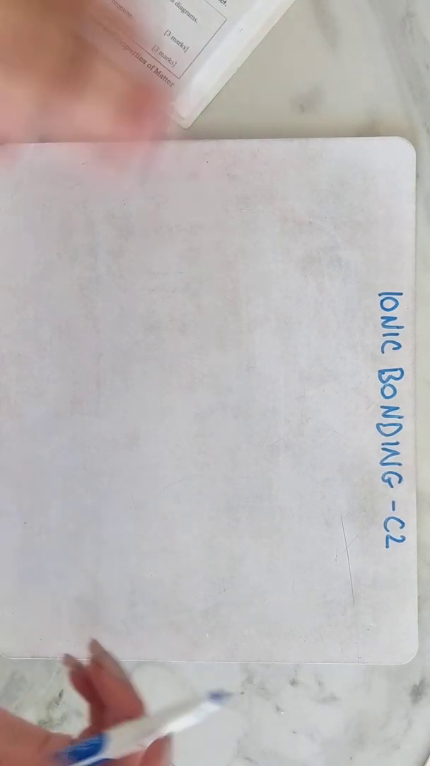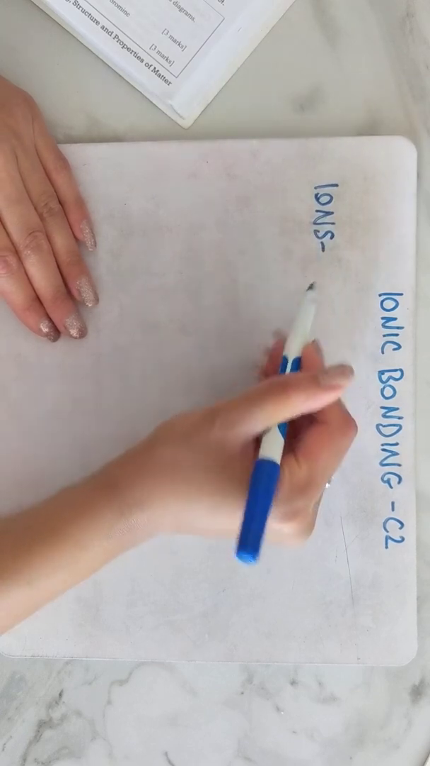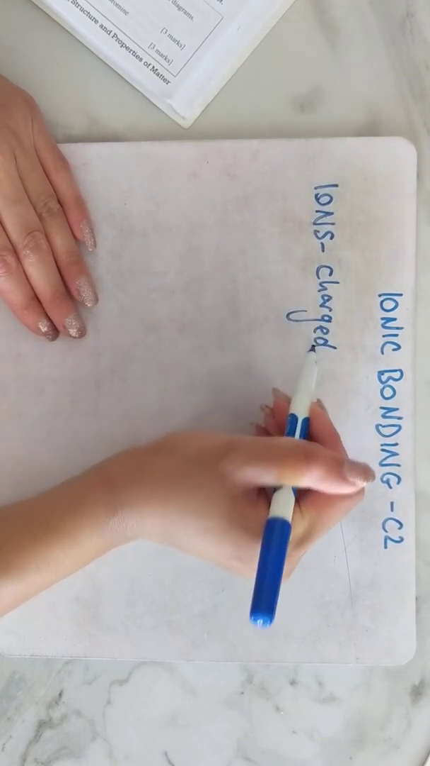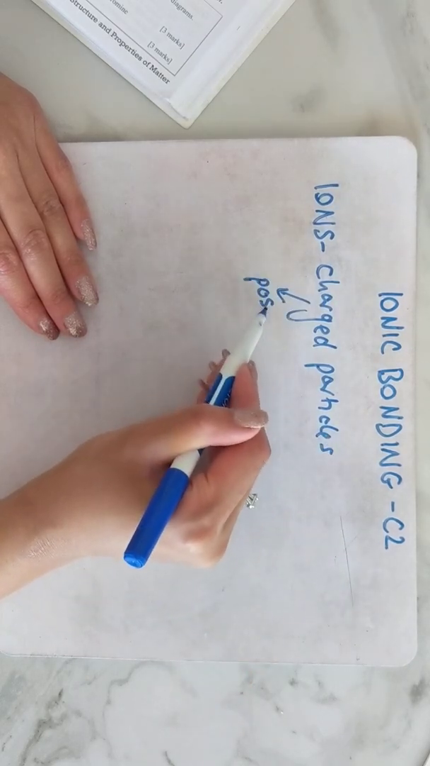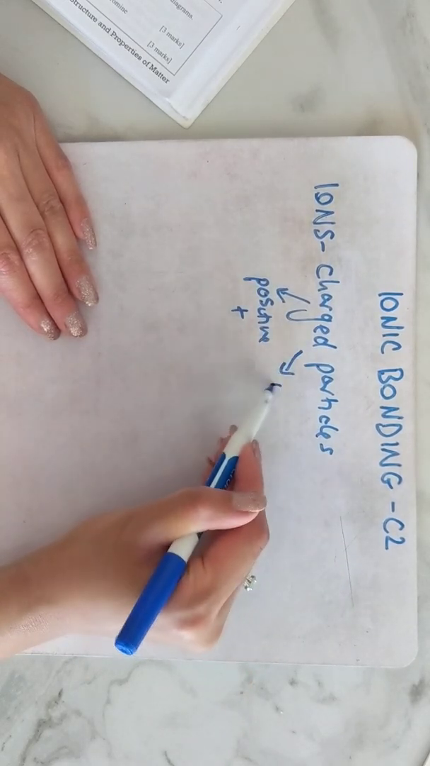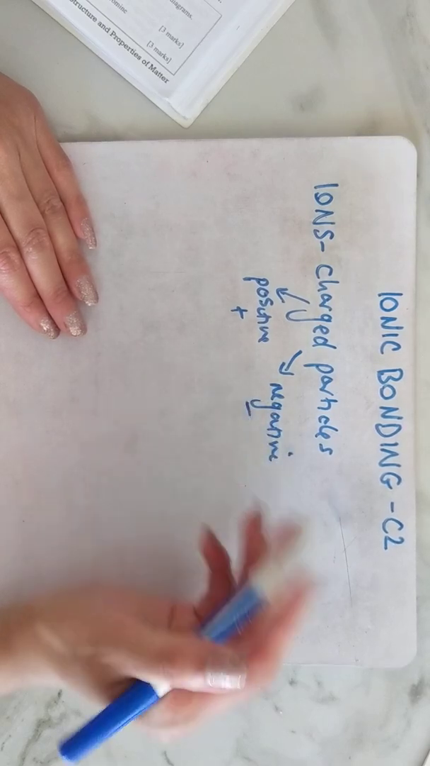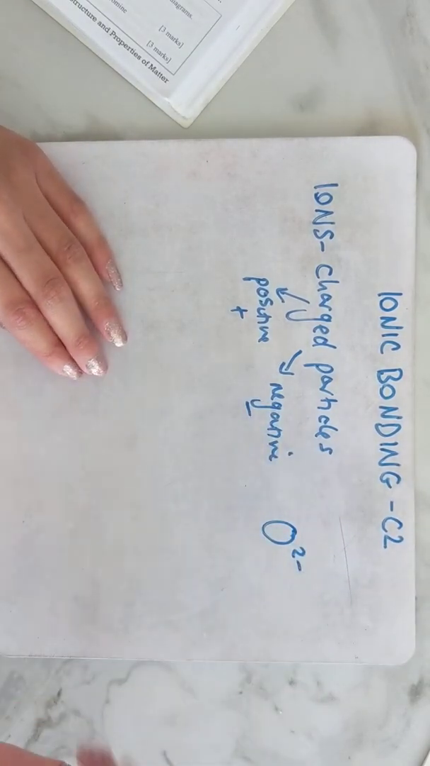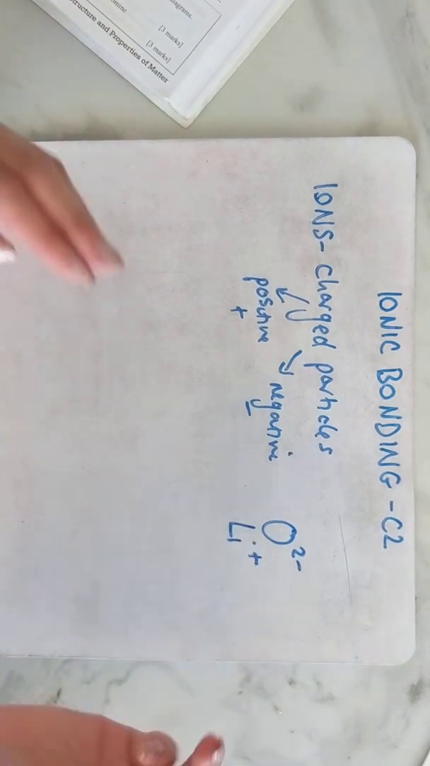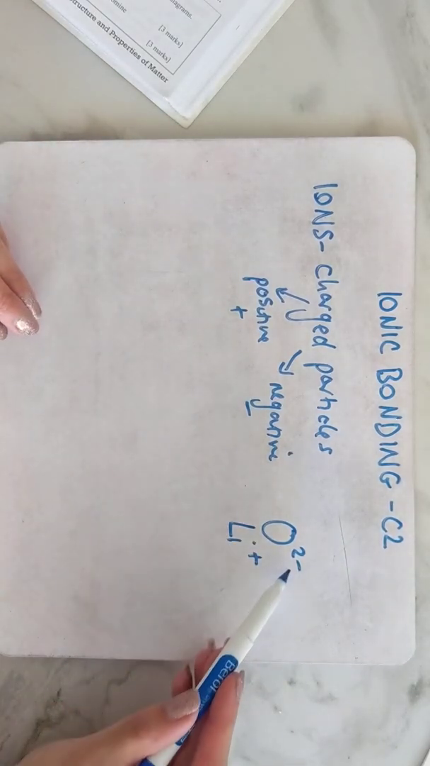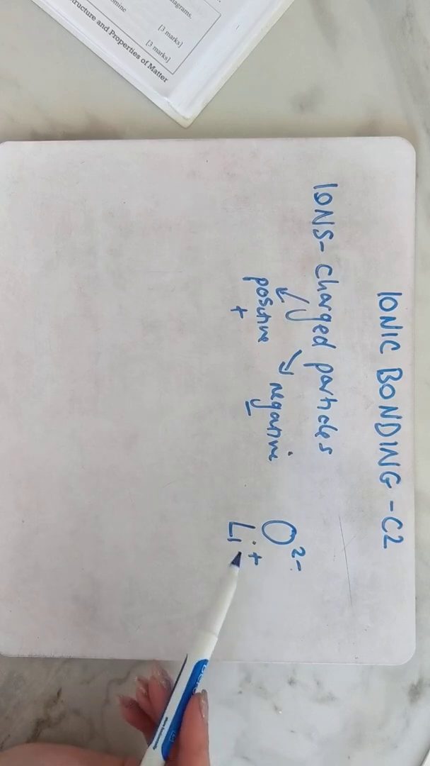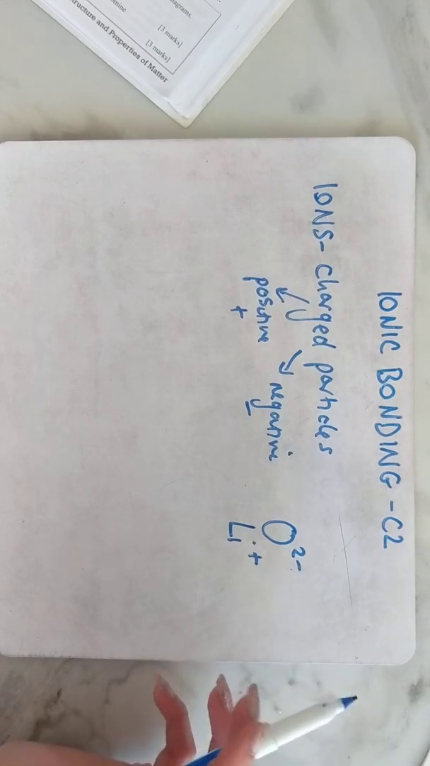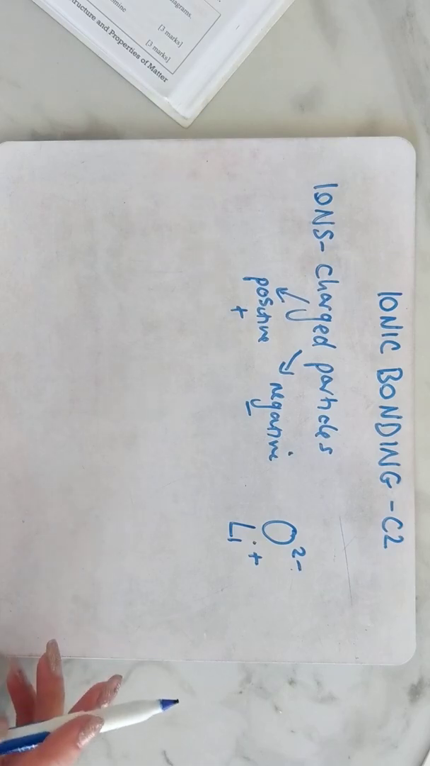I'm just going to talk through what ions are and what ionic bonding is. Ions are charged particles, meaning they're either positive or negative. For example, O2- or Li+, those are both charged particles. It's not always just 1+ or 1-, it could be 2- or 3-. It just depends what group the element is in.